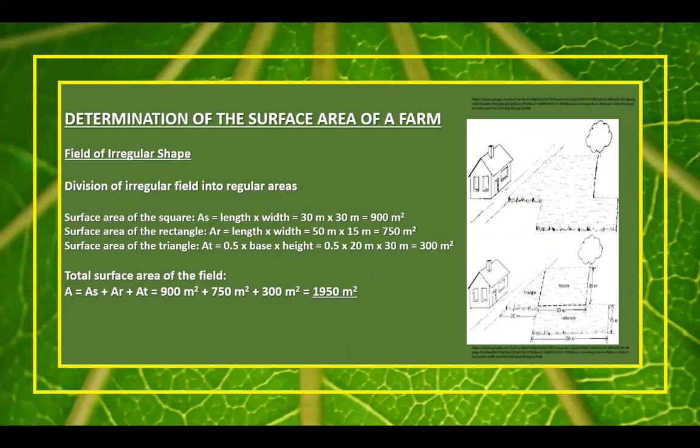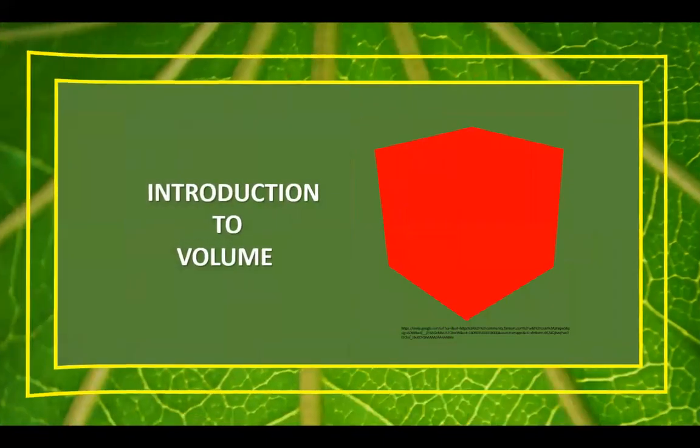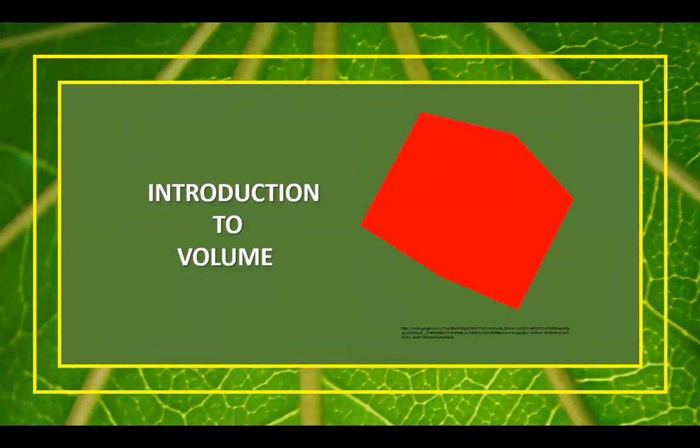So the total surface area of the field is A is equal to the area of the square plus the area of the rectangle plus the area of the triangle, which is equal to 900 meters squared plus 750 meters squared plus 300 meters squared. So our answer for the total area of the irregular field is 1,950 meters squared. Okay, so now let's talk about the introduction to volume.